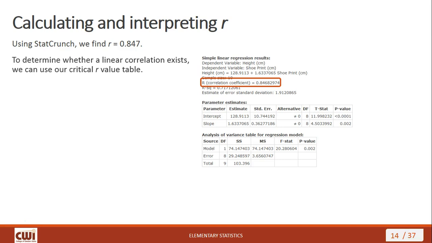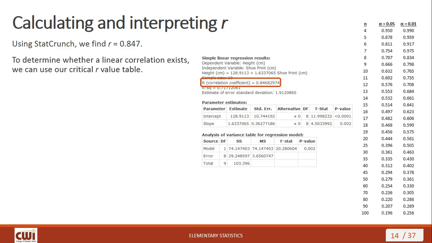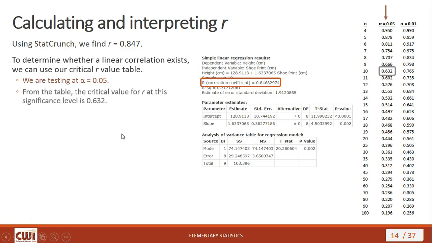To determine whether a linear correlation exists, we can use our critical R value table. So here's our critical value table for our linear correlation coefficient. We're testing at the 5% significance level, so we're going to use that center column to get our critical R value. It's labeled at the top, alpha equals 0.05. So we're going to use this column to find our value. Now, from the table, we find the critical value for R for this significance level is 0.632.